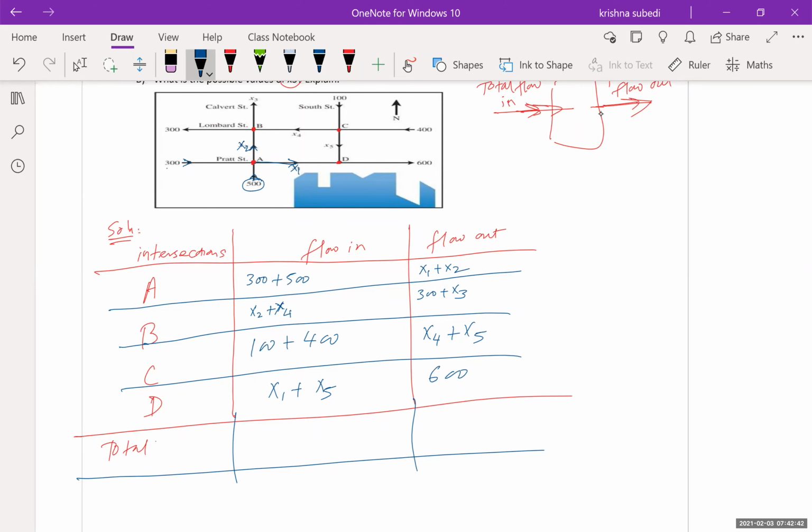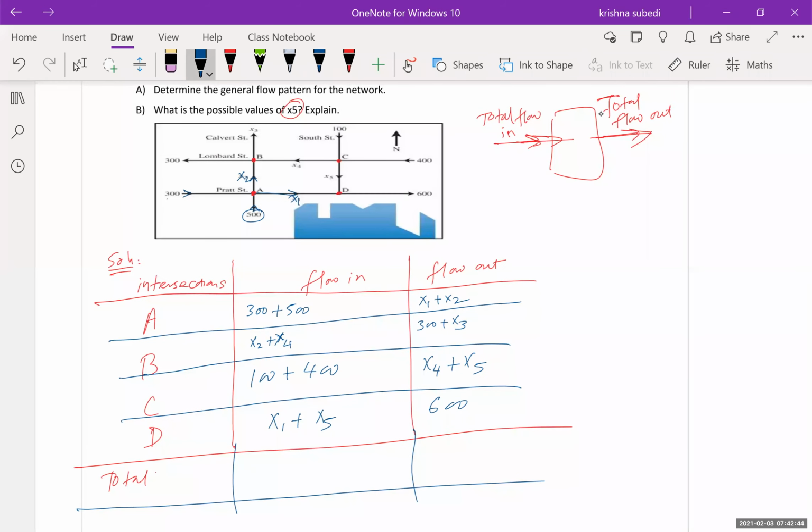Okay, so we notice that in intersection B, x2 plus x4 are going in, and the number of cars coming out of intersection B is 300 plus x3. And at intersection C, 100 plus 400 cars are going in, and then x4 plus x5 cars are coming out of the intersection. In the same way, at D, x1 plus x5 are going in. Just look at the arrow sign where that is pointing, and then 600 cars are coming out.